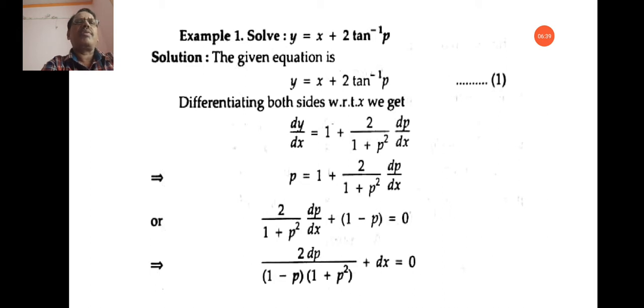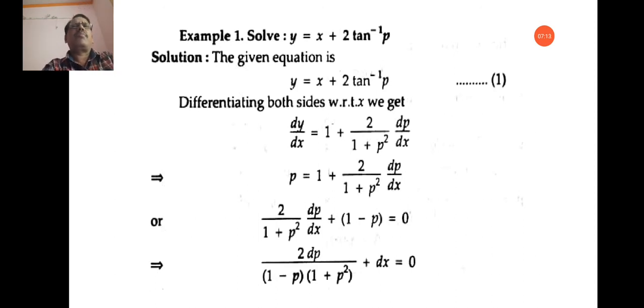So you should know how to differentiate the equation. Without knowing differentiation and integration, we can't solve any differential equation. So it is a must to differentiate properly and integrate properly. So what is the differentiation of the equation with respect to x? dy by dx is equal to 1 plus 2 by 1 plus p square.